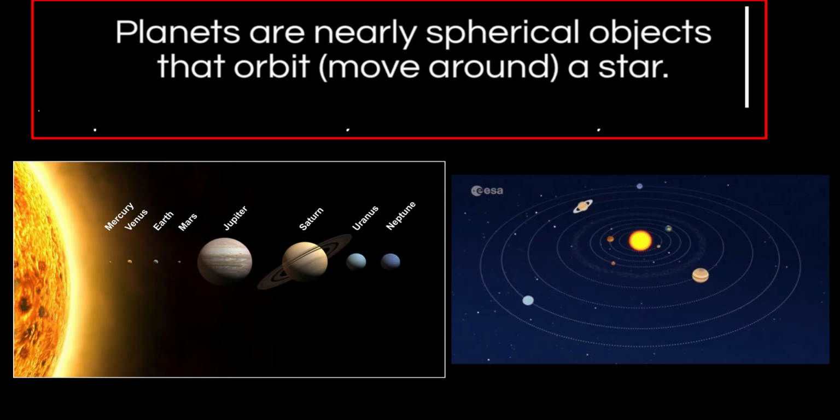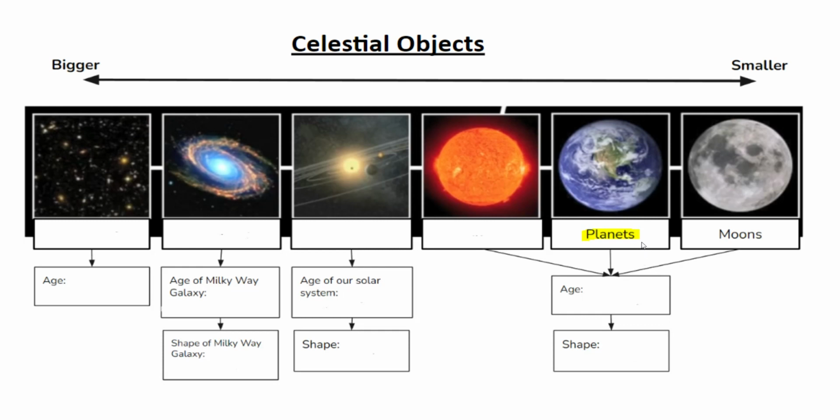So, what are planets? Planets are also nearly spherical objects and they orbit or move around or revolve around a star. So, moons revolve around planets and planets revolve around stars. So, you may have guessed or known that the sun is actually a star. Okay. And all the planets in our solar system revolve around this star, the sun. And that's why they're called planets because planets revolve around a star. So go ahead and write this down. Planets are a little bigger than the moon. You can see through this arrow right here. And yeah, they revolve around the sun.